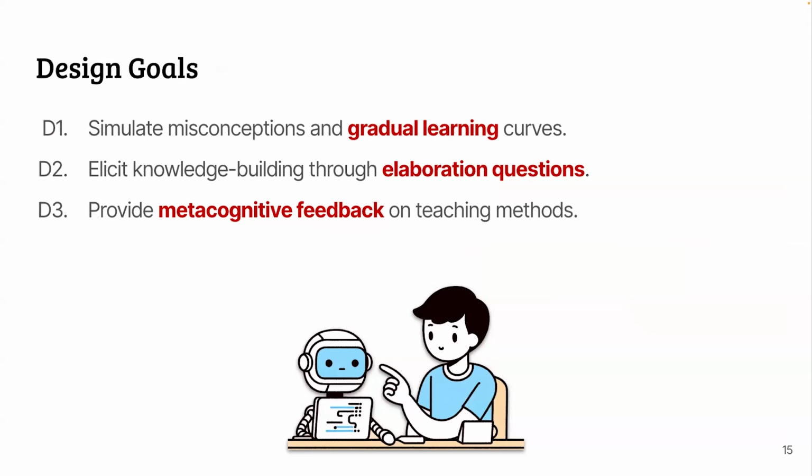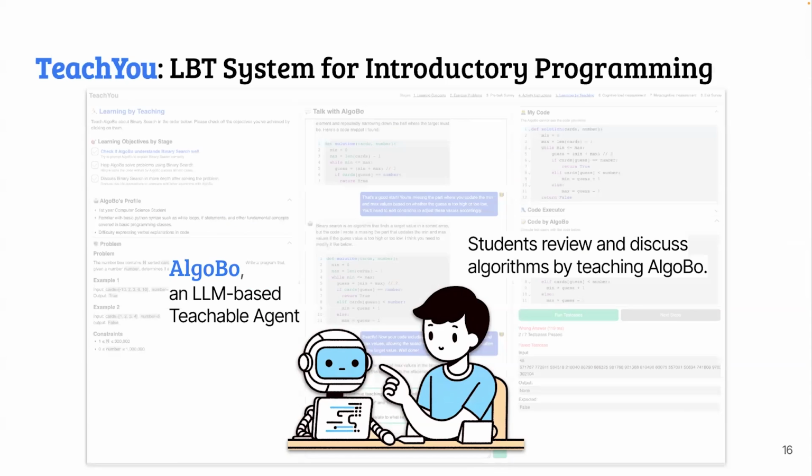Based on these observations, we set 3 design goals for making LLM-based teachable agents more engaging and pedagogical. First, we need a stronger technical constraint on the knowledge level of LLM-based teachable agents to simulate misconceptions and gradual learning curves. Second, we need to make agents ask elaboration questions to elicit knowledge building from learners. Third, we need to provide feedback on learners' teaching methods to help them reflect and follow good practices of learning by teaching. Following the design goals, we built TeachYou, a learning environment where students can learn introductory programming by teaching an LLM-based teachable agent named AlgoBo.